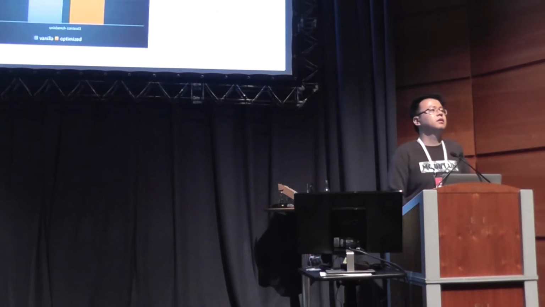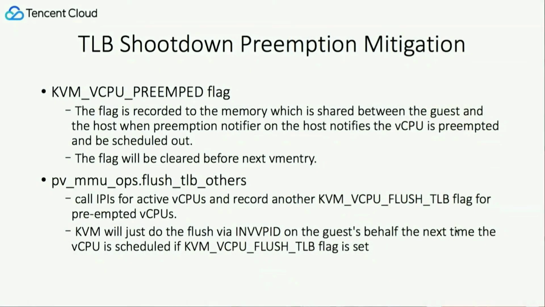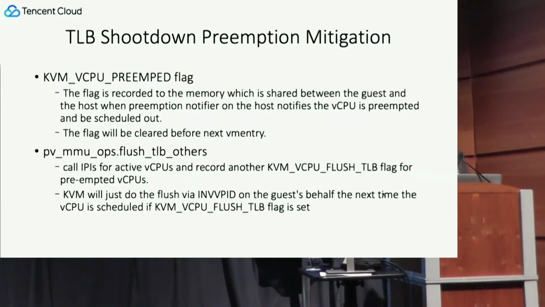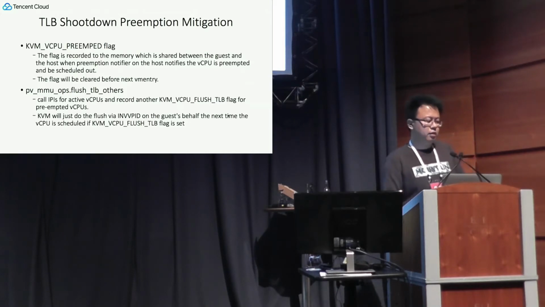Hey, for the Paravirtual TLB Shootdown, can you explain again what the preempted vCPU flag is used for? Which one? There are 2 flags here. Yeah, can you explain how the guest uses that KVM vCPU preempted flag? What decision does it make based on that?